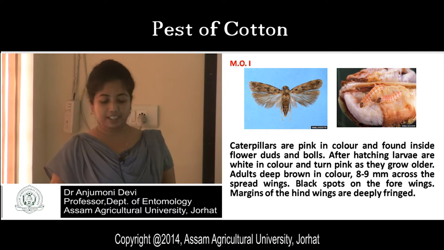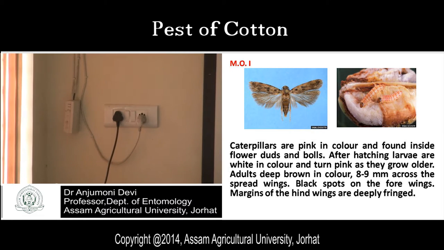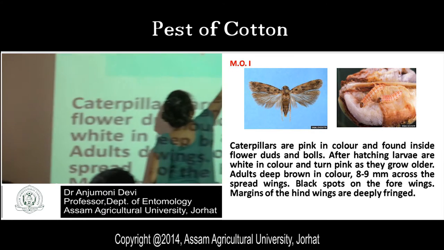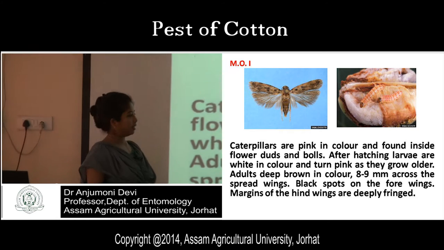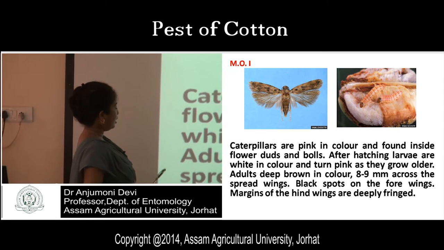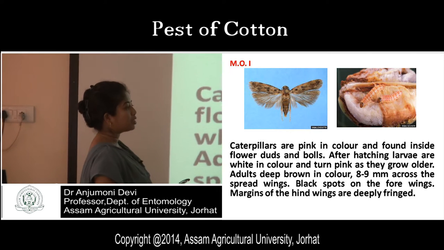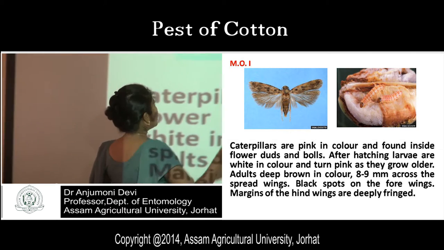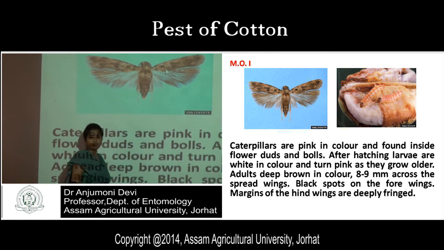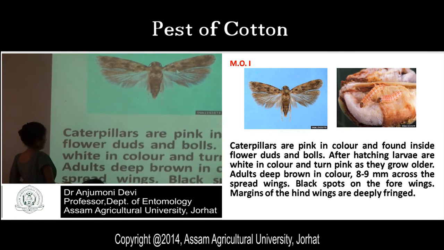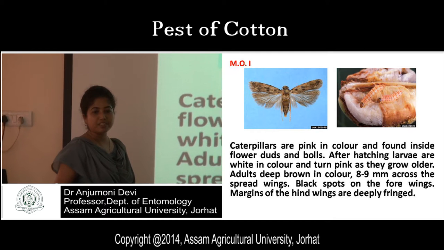Brown in color, 8 to 9 millimeter across the wing spread. That means from this area to this area, it is 8 to 9 millimeter. Then the forewing is brown in color and has black spots on the forewings. These are the spots. See the spots on the forewings.